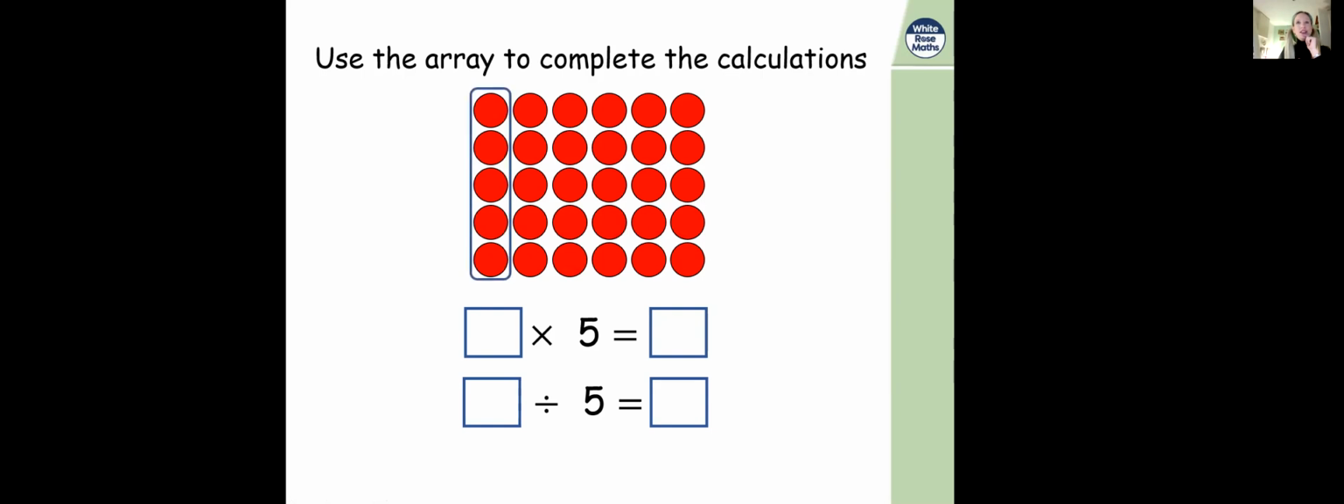2, 3, 4, 5, 6. Did you see that okay? Well, it might not have been that clear. There are 6 groups of 5 when you're looking at the columns. 6 groups of 5. What does that make?